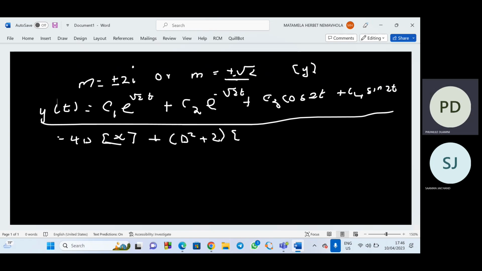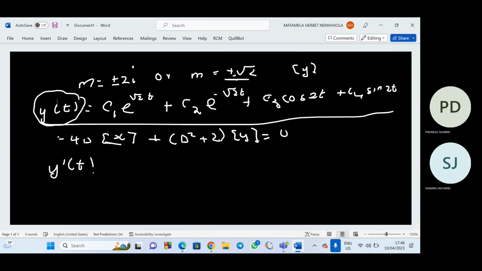And this is for y, which is equal to 0. So now when we substitute in this equation for d squared, we have to differentiate this. You first differentiate this equation 2 times, first and second. So we're going to first find y prime of t. I haven't substituted it here.